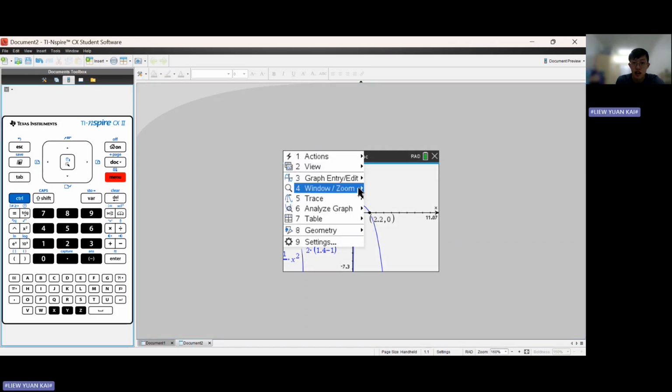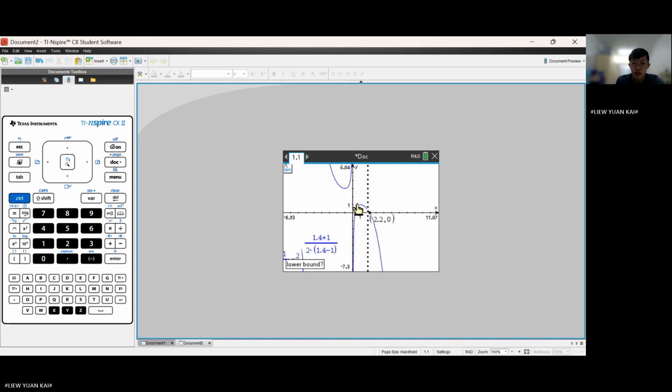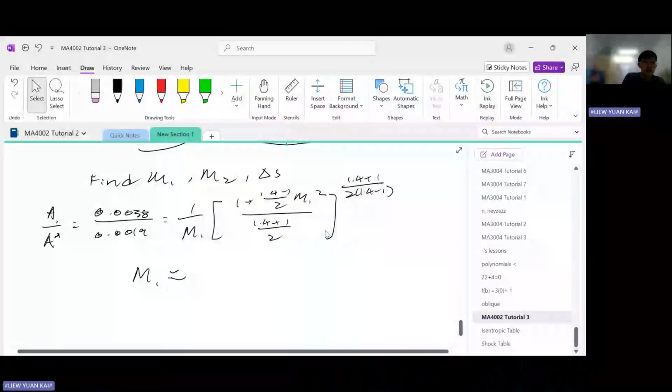This and this. So which is the correct answer? Is it 0.306 or 2.2? Actually, it's not just 2.2, it's 2.197. So which is the correct one? 0.306 or 2.197? And the answer is 2.197. Why? Let's go back here.